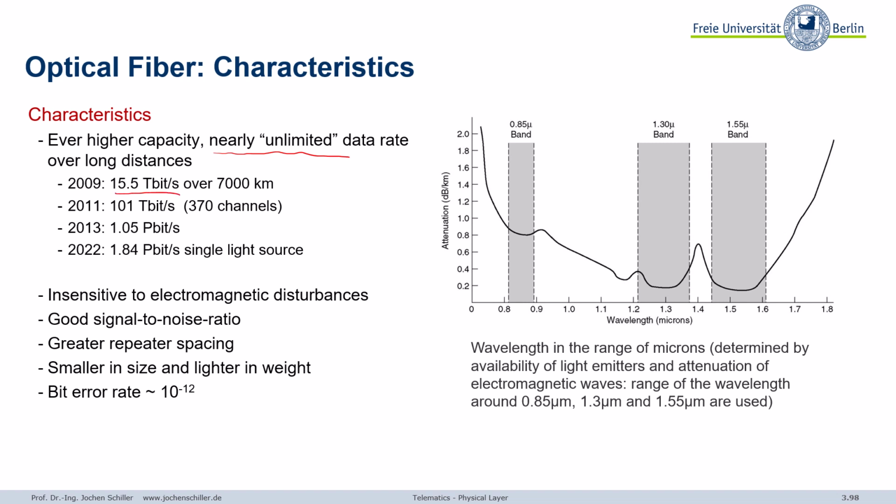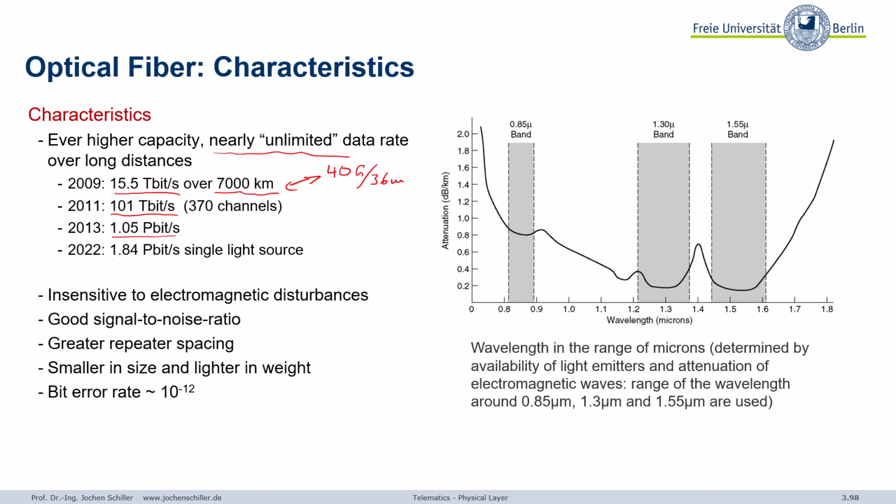2009: already over 7,000 kilometers, 15 terabit per second. Remember, with fiber optics versus copper wires, we had 36 meters at 40 gigabit per second. So that's the most powerful Cat8 cable, 40 gig over 36 meters. And now we're talking about 15.5 terabit over 7,000 kilometers. Then we saw fibers with more than 100 terabit per second, going up to petabit per second.